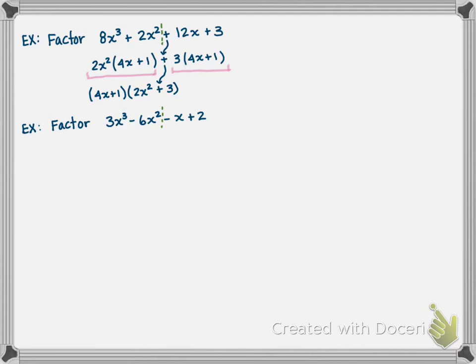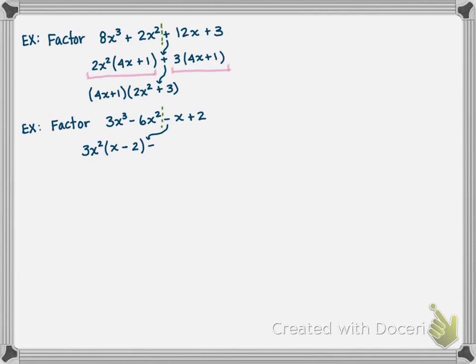And so I'm going to split this into my two groups. And that first group, I have a common factor of 3x squared. So I get 3x squared times, I need an x in my first term and a 2 in my second term. And then the operation in between never changes, so this is a minus. And then x and 2 don't have any common factors other than 1.